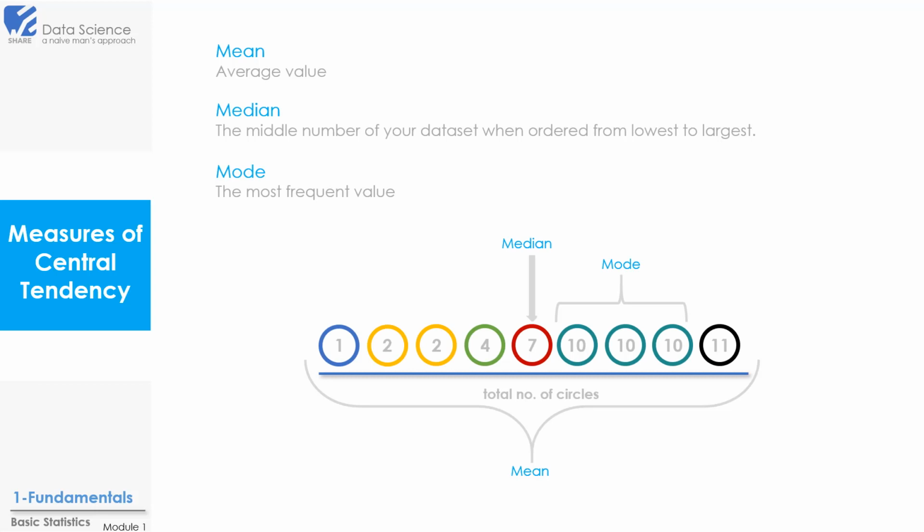Now we have measures of central tendency, which are basically mean, median and mode. Mean is the average value. Median is the middle number of your data set when it is ordered from lowest to largest. And mode is the most frequent value. You can see the picture shown here on the screen. It shows the 3 measures of central tendency.